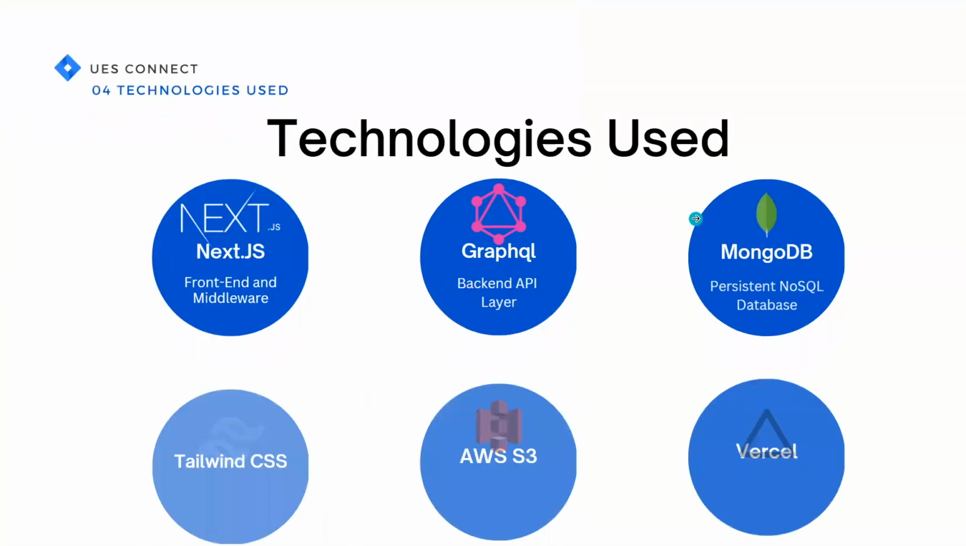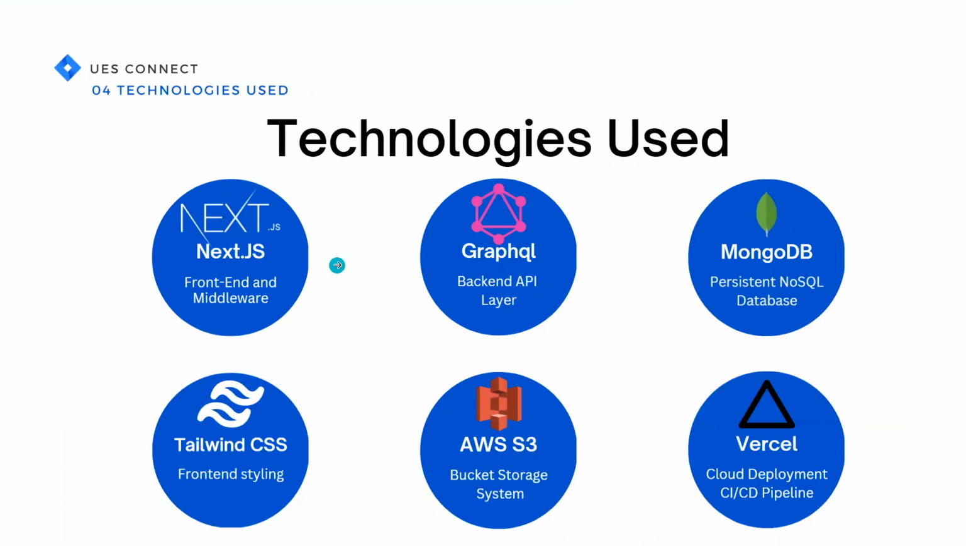Thanks for that, Shehzer. So now we'll be talking about some of the technologies that we use. So Next.js was used on the front end for middleware and front end rendering. Tailwind CSS was used for front end styling. The GraphQL server that we had set up was used as the backend API layer.